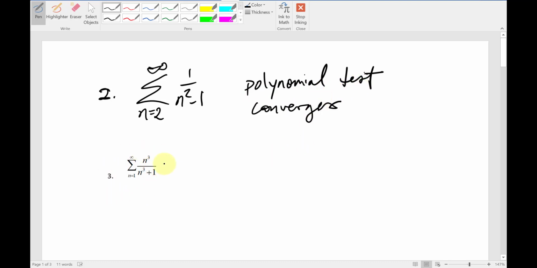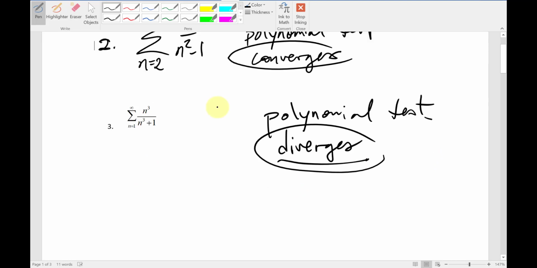And actually, it does apply here in number 3. It's a polynomial on top and a polynomial on the bottom, so you could use that as the reason. You could say polynomial test, and then you could say diverges, because the difference is 0. Now, that's not out of our Stewart book, this polynomial test. And what Stewart would have done, the textbook standard thing to do with this one, is to recognize that the limit as n goes to infinity of the nth term is not 0.